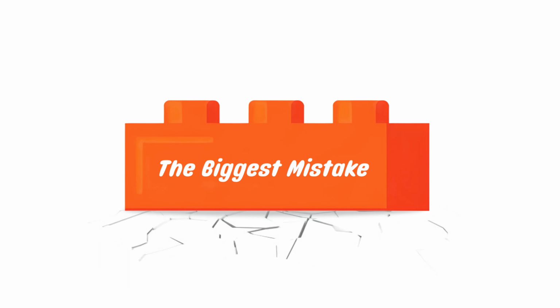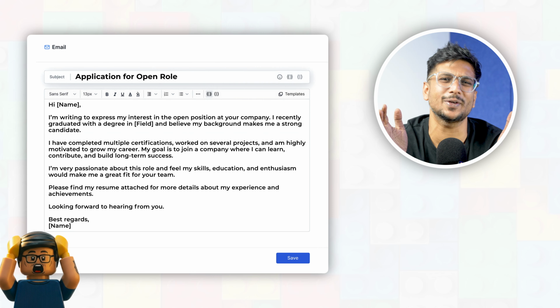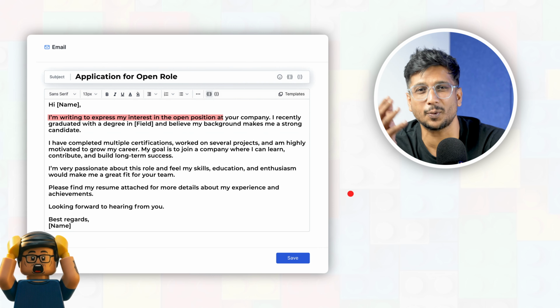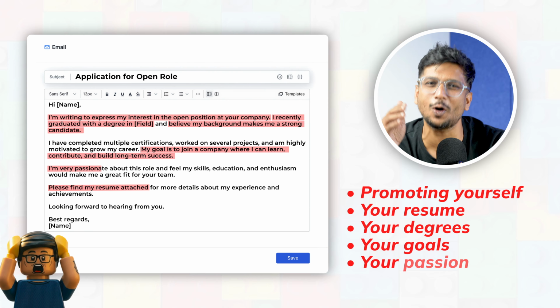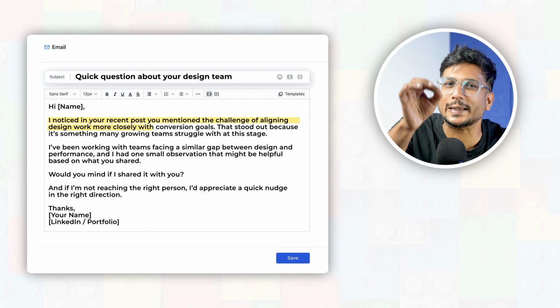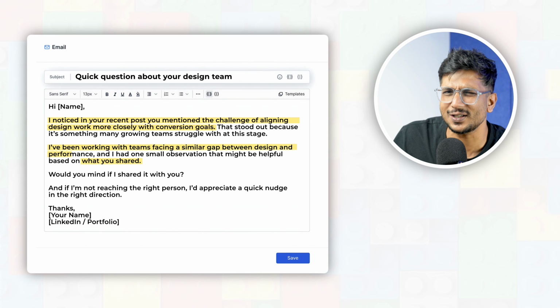The biggest mistake. Now, it's time where I'm going to cover the biggest mistakes in the history of cold emails. Many job seekers make the entire email just about themselves, like promoting yourself, your resume, your degrees, your goals, and your passion. Bro, no one cares. Your resume is enough to deliver your value. In your job cold email, you must talk more about them and personalize your email accordingly by just pitching yourself softly. It should look subtle, not forced.